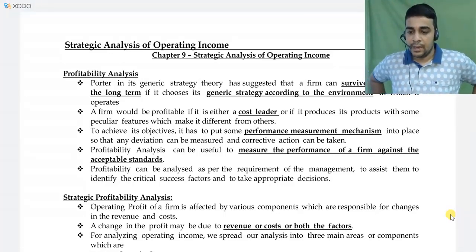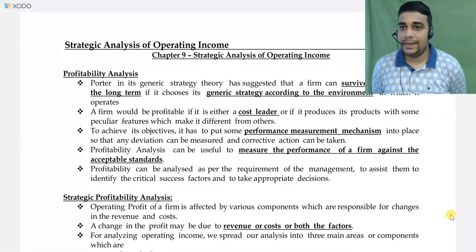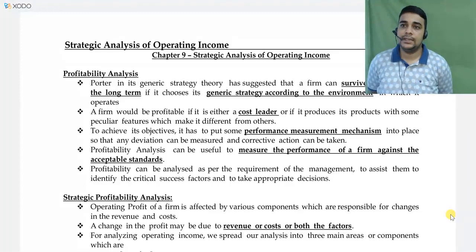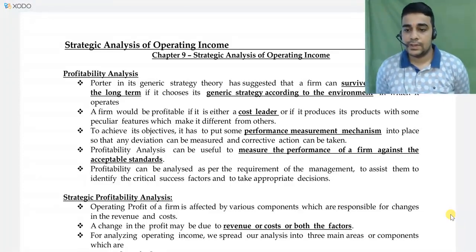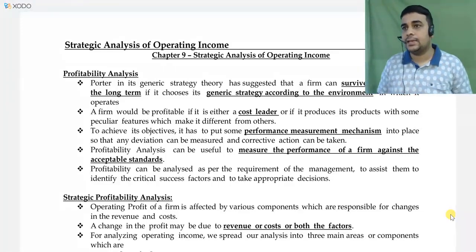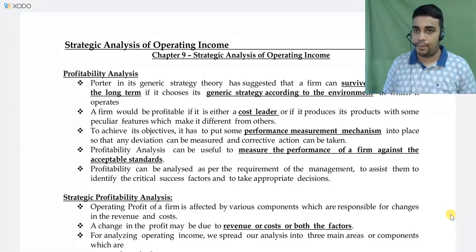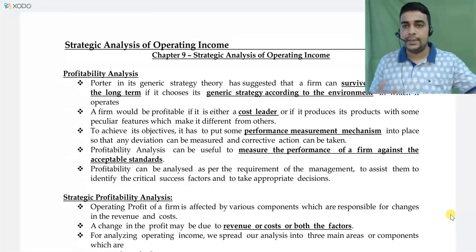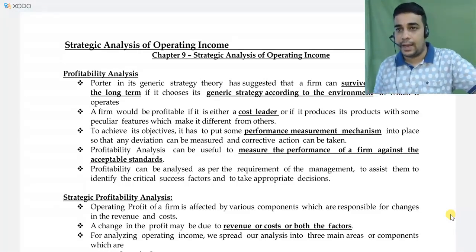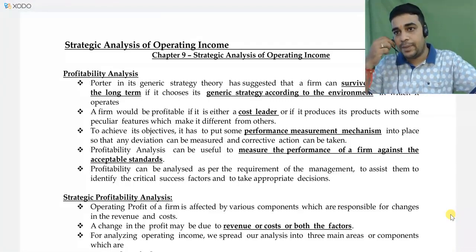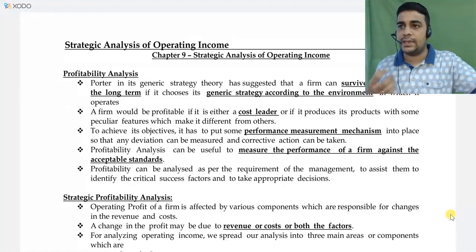Today we are going to start with a new chapter, which is on strategic analysis of operating income. I'll first give a broad background of the chapter. If you look at the heading itself, you'll understand that here we are going to do extensive analysis on the profits which you calculate. For example, at inter level, you would have learnt a tool called ratio analysis. When you do ratio analysis from the financial statements, you try to make certain comparisons, or you try to analyze the performance of the company, whether the company is doing well or not doing well.